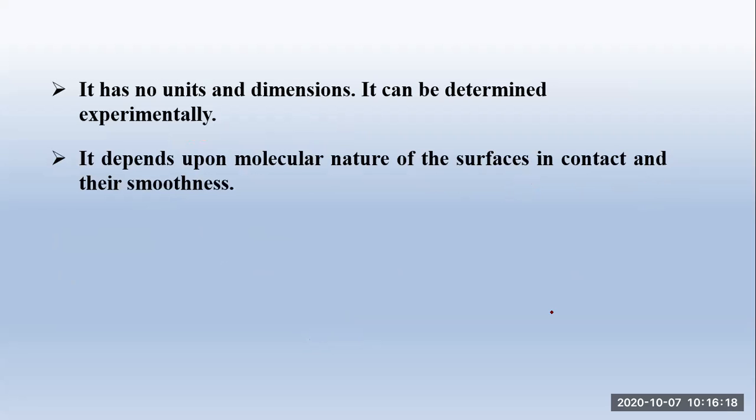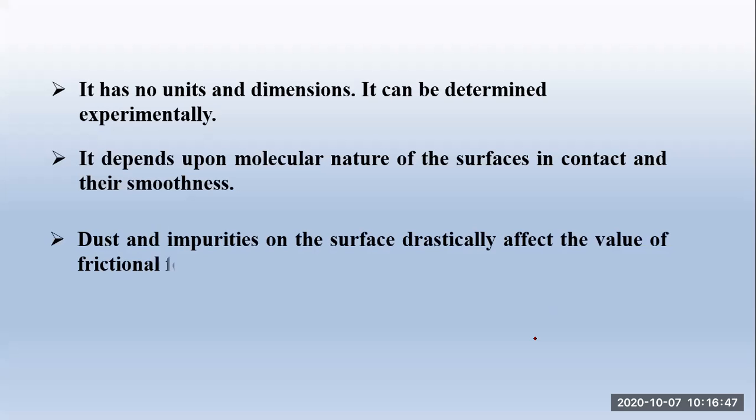So if two surfaces are in contact, whatever is their internal structure, how the bonds are present in the objects, and what the molecular nature is, all these things decide how the friction force will be there, how the coefficient of friction will be there. So those things are decided by the surface. Dust and impurities on the surface drastically affect the value of friction force. So if you have some dust and impurities on the surface, obviously the friction is going to change. Friction coefficient will change.